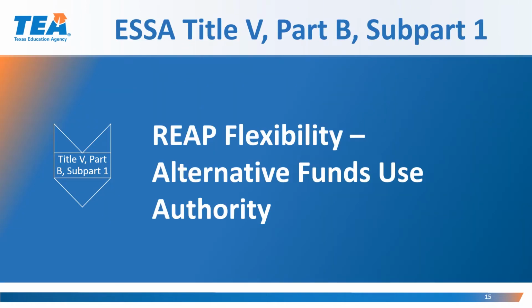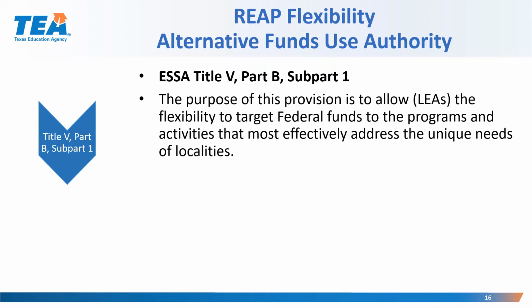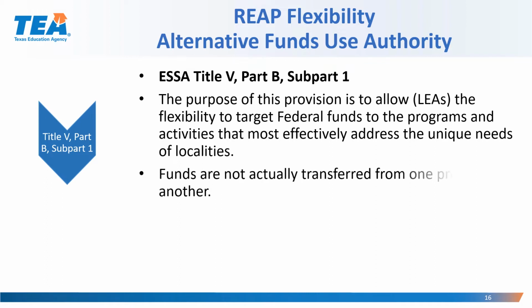At this time, we will take a look at the ESSA Title V Part B Subpart 1, REAP Flexibility, the Alternative Funds Use Authority. ESSA Title V Part B Subpart 1. The purpose of this provision is to allow LEAs the flexibility to target federal funds to the programs and activities that most effectively address the unique needs of localities.